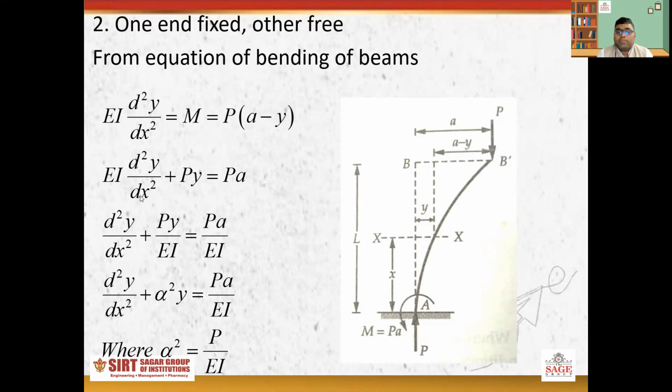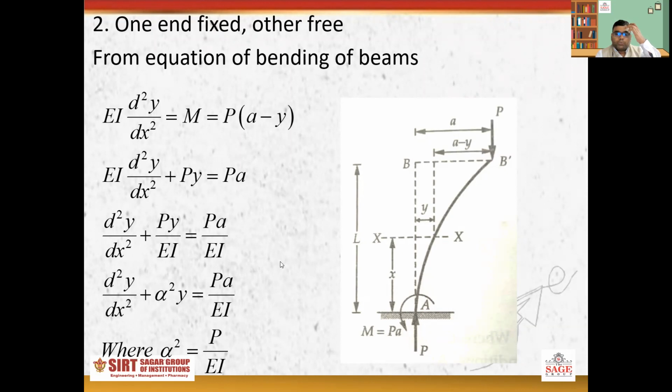EI d square y upon dx square plus Py is equal to PA, and we can write this equation by dividing the whole term by EI. So this would become like this, and again we replace this term by alpha square. So this term becomes PA upon EI on the right side of the equal sign. So now we know that alpha square is equal to P upon EI. Okay, so in the next slide, we can see what the solution of this equation would be.